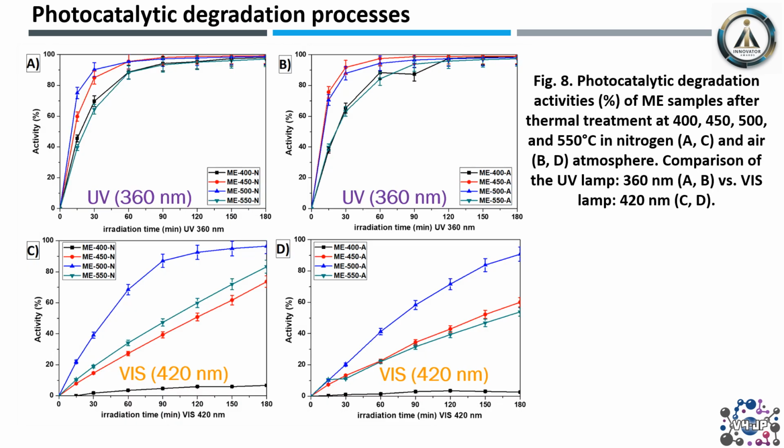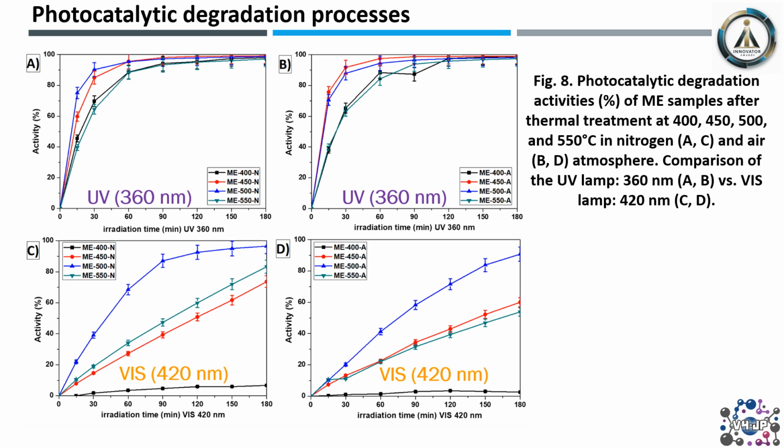As I mentioned on my previous slide, now you could see the photocatalytic degradation activities for the samples which were synthesized under nitrogen and air atmospheres and were evaluated over acid orange 7 dye under UV and VIS lamps.